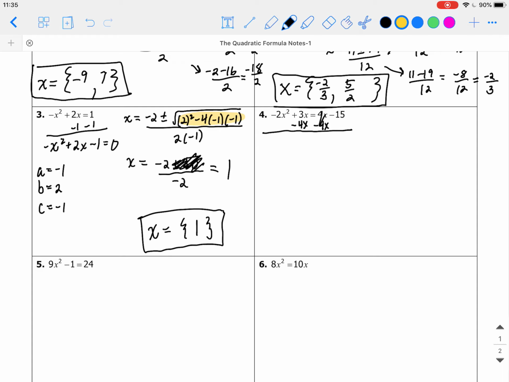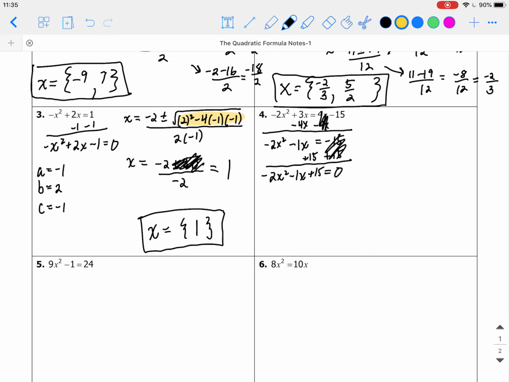So 4x minus 4x goes away, and I'm left with negative 2x squared. 3 minus 4 gives me negative 1x. And I still have a negative 15 on the other side. So since he's negative, I'm going to add him over. And there's nobody really to combine him with, right? So I'm going to put him at the end. So I have negative 2x squared minus 1x plus 15.